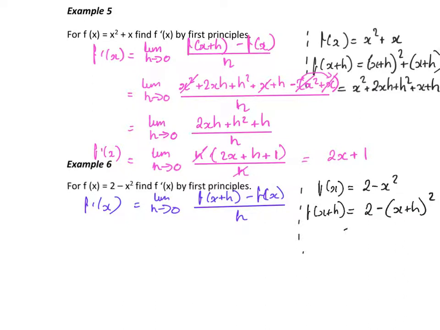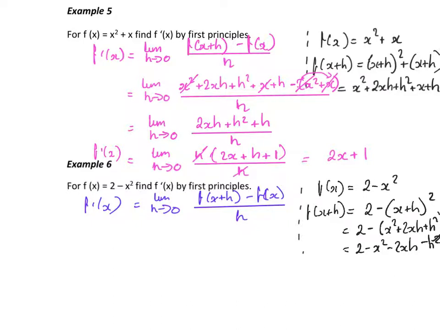And again, let's tidy that up. So it's 2 minus. Now expanding that gives me, and I'll keep the minus out there for a minute, x squared plus 2xh plus h squared. And so that's 2 minus x squared minus 2xh minus h squared. And again, I can't do very much more with that. I can now transfer that into my rule over here.